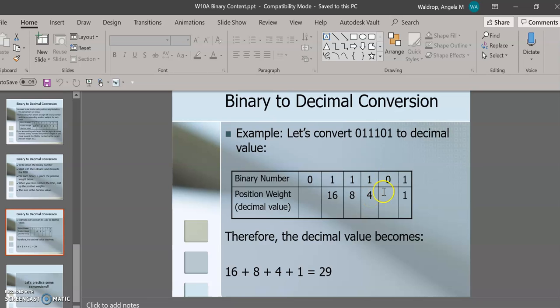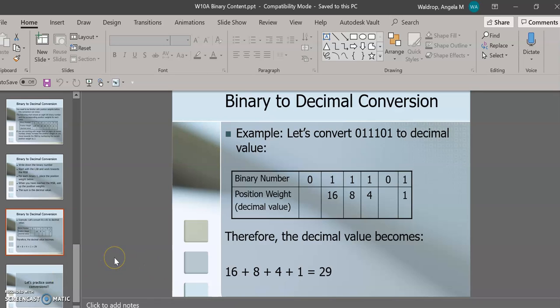So I know there would be, in fact, a 2 here, and there would be a 32 here. But I'm only going to add the numbers that have the 1 above it, okay? So in this case, I've got 16 plus 8 plus 4 plus 1, and we end up with a 29. Okay, so that covers both sets of conversions.